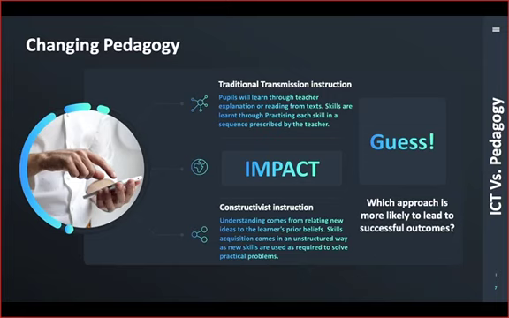As a teacher, relying on your experience using ICT and its integration into pedagogy, which approach do you think is most likely to be successful and to lead you to your outcomes? Is it the constructivist instruction approach or the traditional transmission instruction approach? Which of them is more likely to lead to successful outcomes? You can also take 30 seconds to read once more the definition of the TTI and the CI.